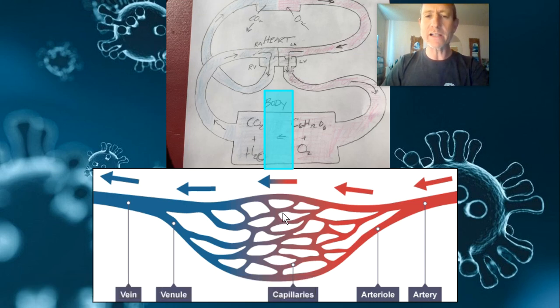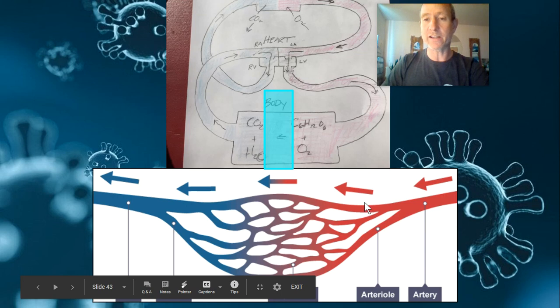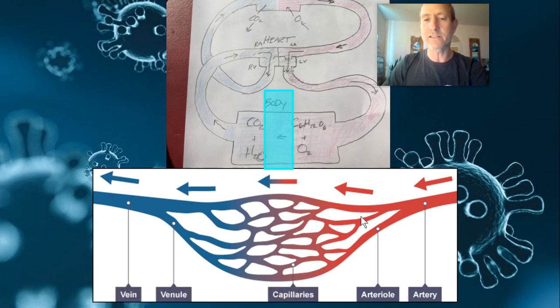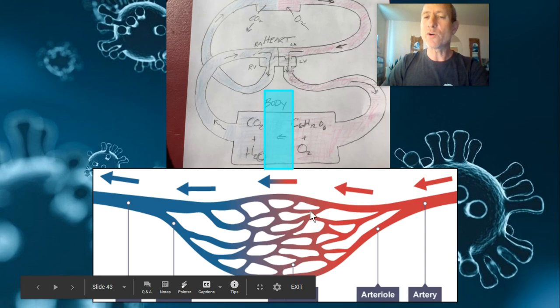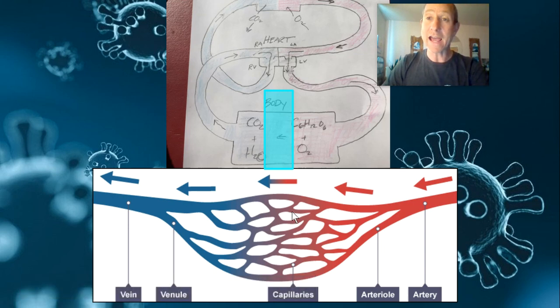A capillary is a really small blood vessel. So we can start over here, and this model is using the same colors. It's using red to show oxygenated blood and blue to show deoxygenated blood. So a tube in your body that carries oxygenated blood is called an artery. And arteries split into smaller tubes carrying oxygenated blood called arterioles. And then they go into even smaller tubes that are called capillaries. So we're going to be spending the rest of this lecture talking about capillaries.